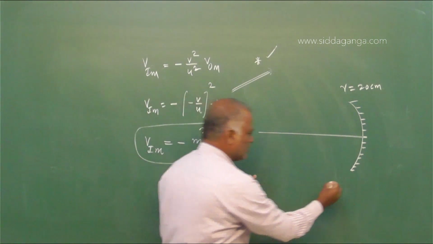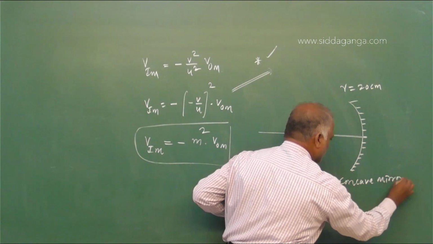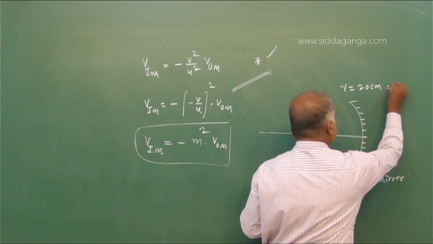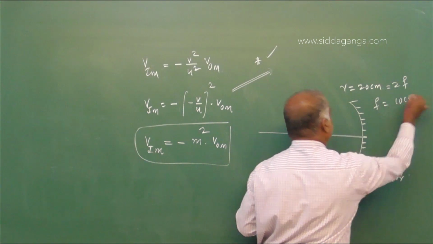Concave mirror of, say, radius of curvature 20 centimeter means that is equal to 2f, therefore f is equal to 10 centimeter.